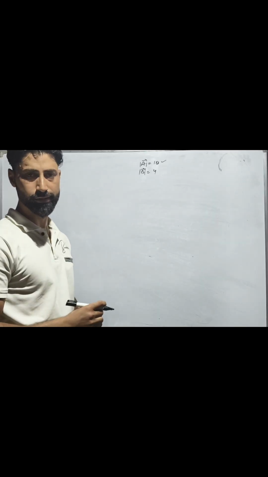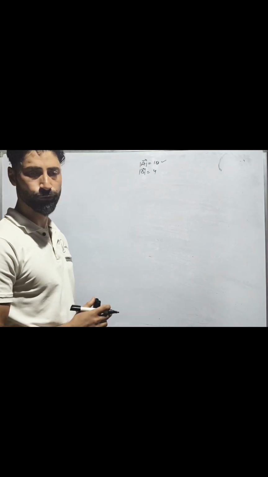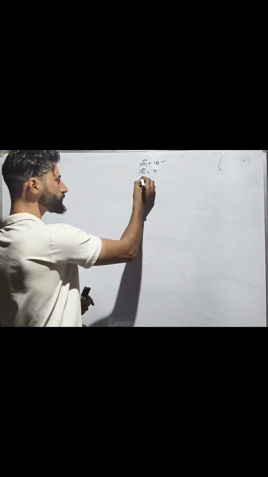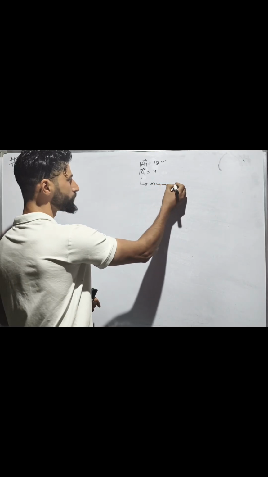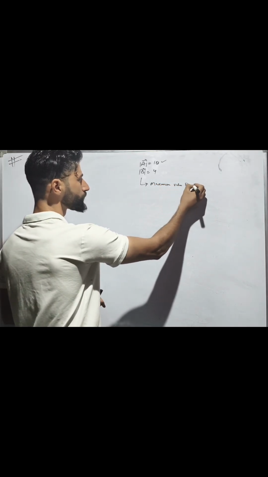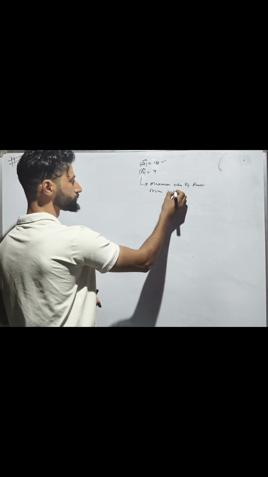Given two vectors, a vector has magnitude 10 and b vector has magnitude 4. I have to find what will be the maximum value of the resultant and the minimum value of the resultant.